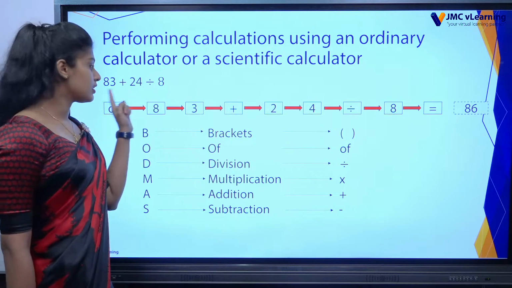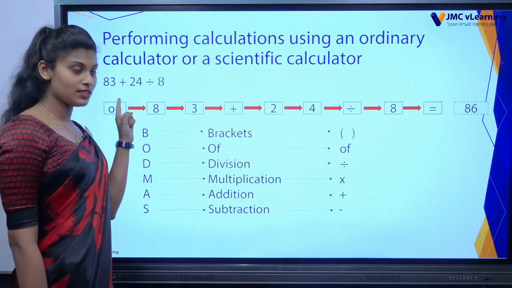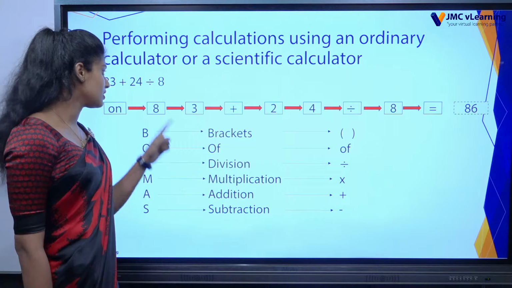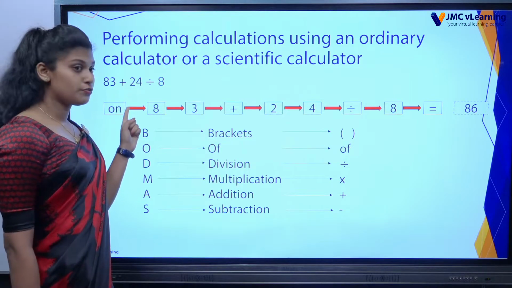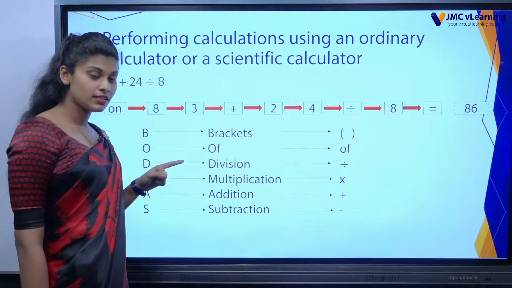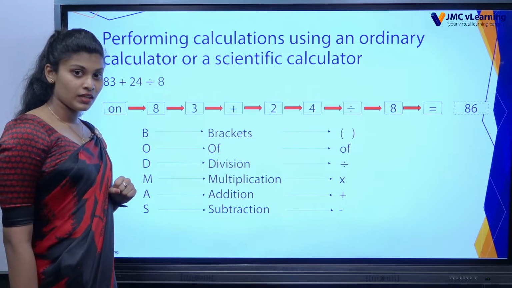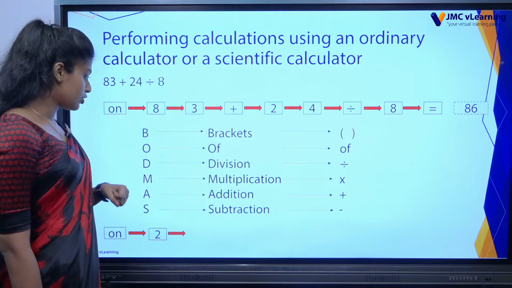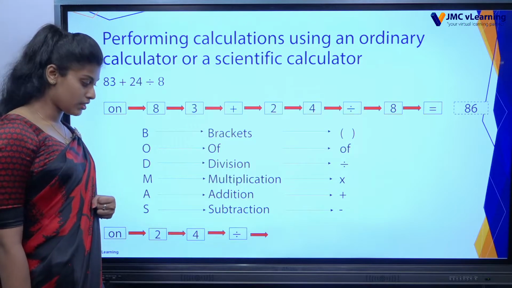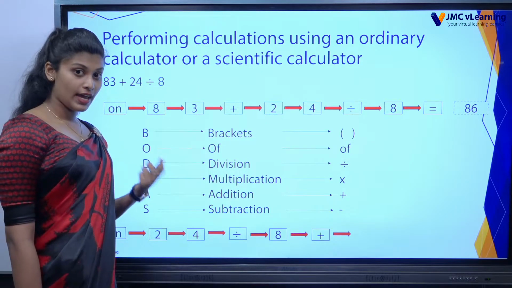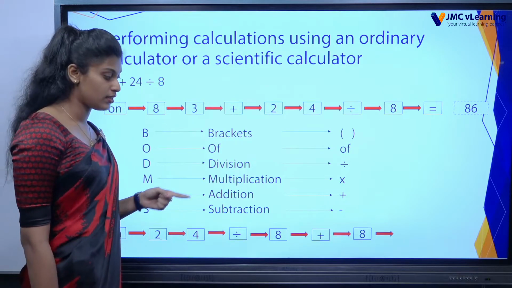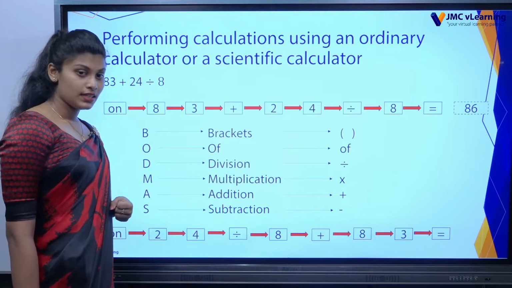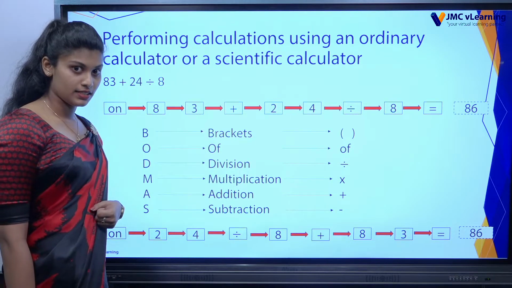When you consider the symbols here, the first one is plus, the second one is division. By considering this pattern, you have to simplify the division part first. That means 24 divided by 8 you have to simplify first, then add 83. In the ordinary calculator, the pattern is first you press the on key, then 2, then 4, division, 8, then add 83, that means the addition key, 8, 3. To get the result, you have to press the result key. The answer is 86.